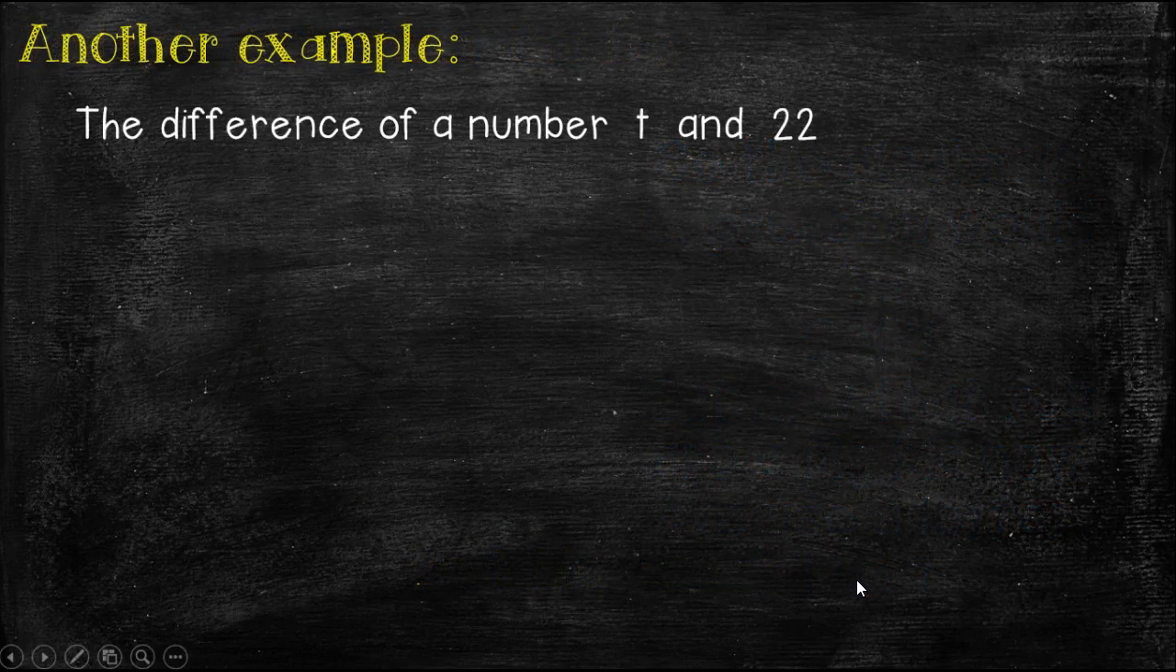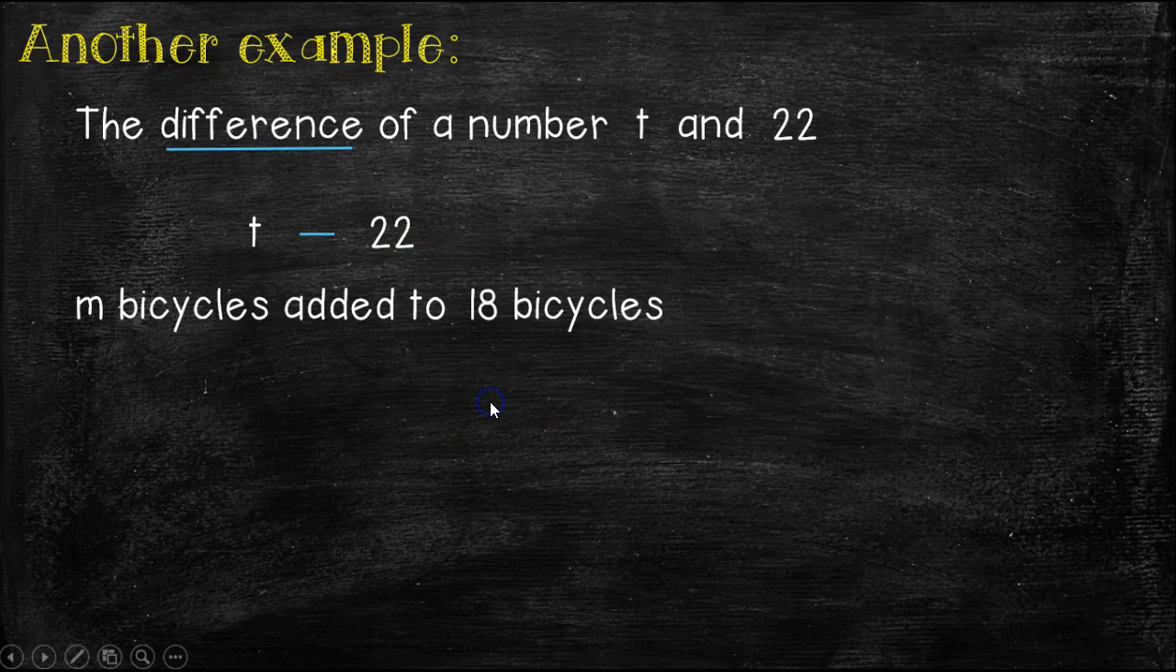So here's another example. The difference of a number t and 22. Well, we know by looking at this word difference that it means we are going to subtract. That's right. So now we just have to plug in the variable and the number. It says the difference of a number t and 22. So the algebraic expression here is t minus 22.